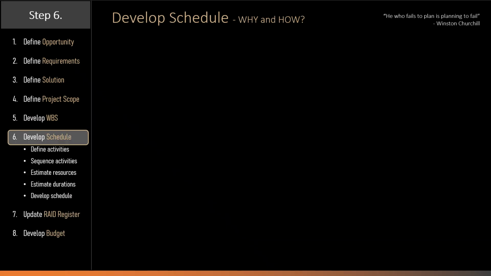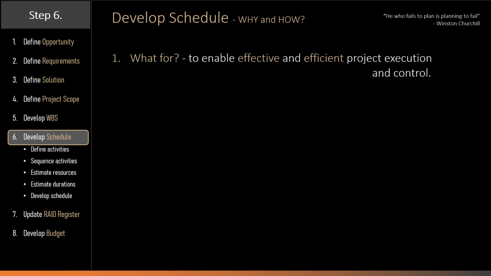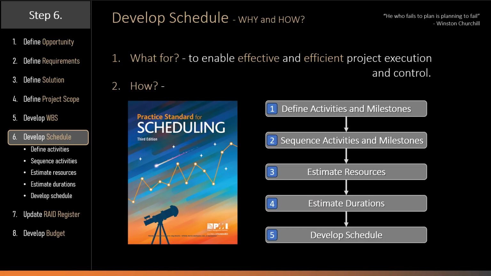To create a useful project schedule, we need to answer two key questions. First, why do we need a project schedule? And next, how do we develop one? The answer to the first question is straightforward. A project schedule is needed to enable effective and efficient project execution and control. The second question is how we develop a project schedule. For this, the Project Management Institute, or PMI, has published a dedicated resource called the Practice Standard for Scheduling. This standard provides detailed guidance on scheduling principles and practices and can be applied across different types of projects, from predictive or waterfall to adaptive or agile.